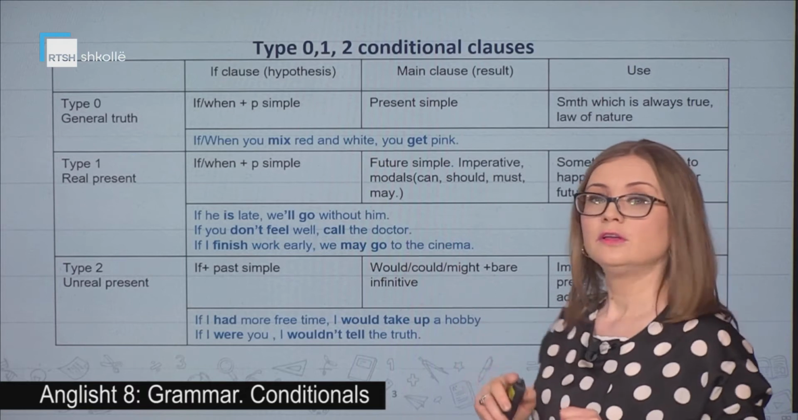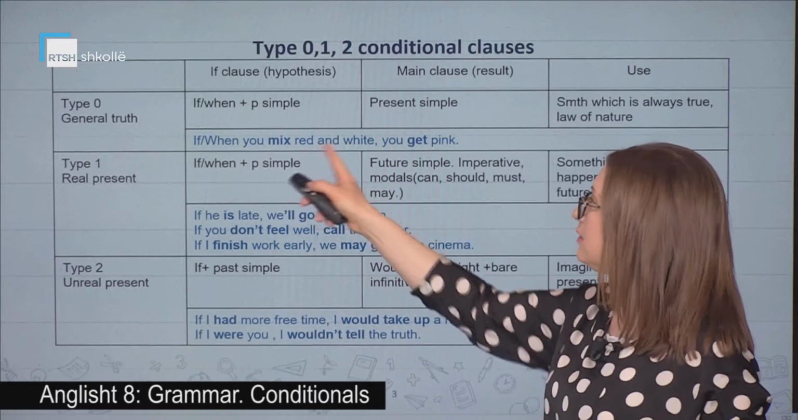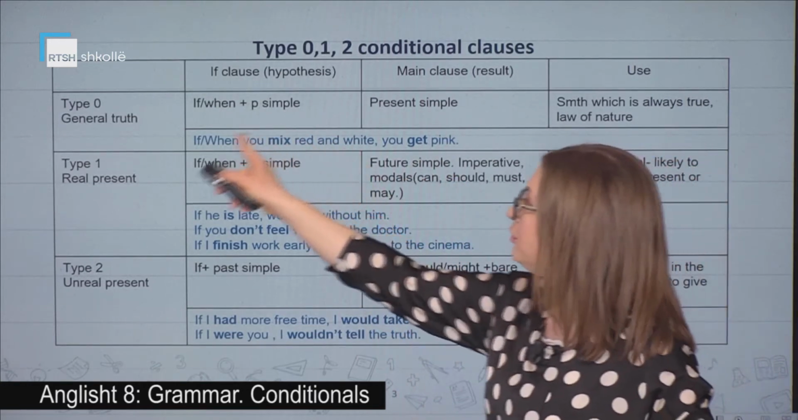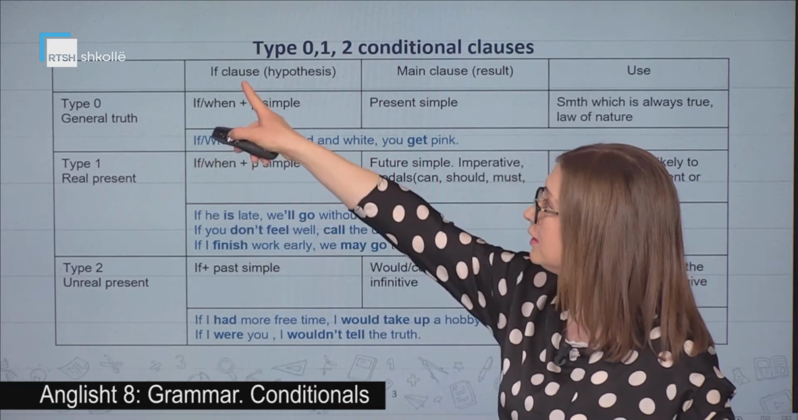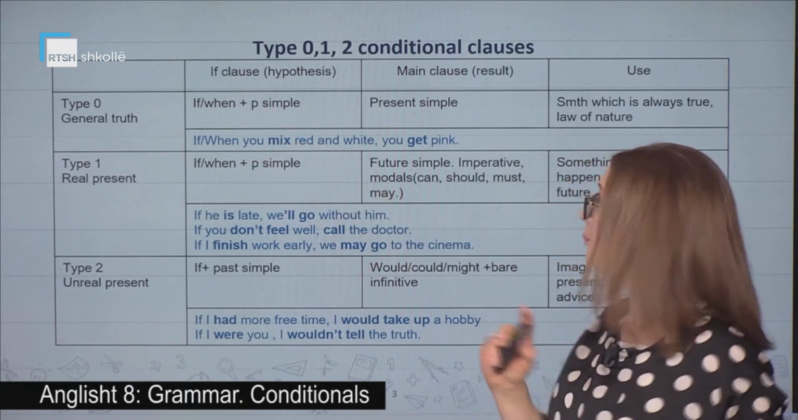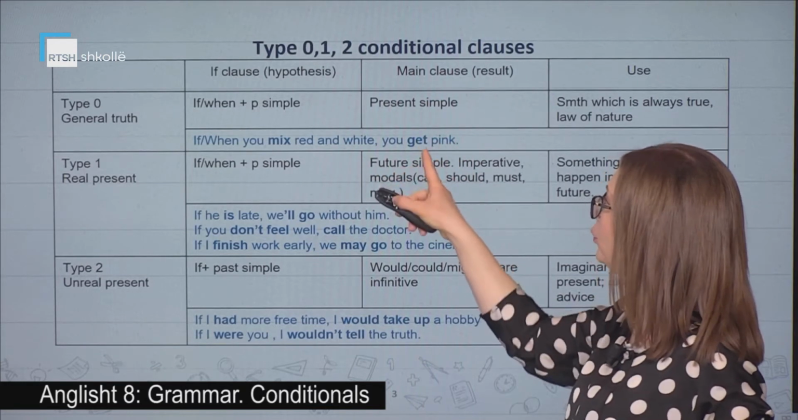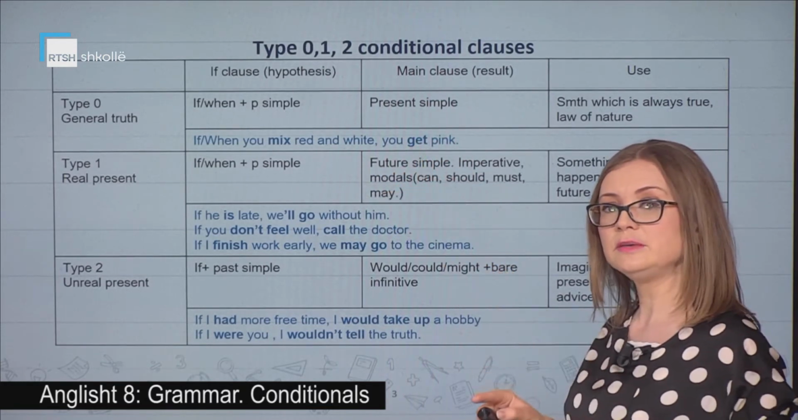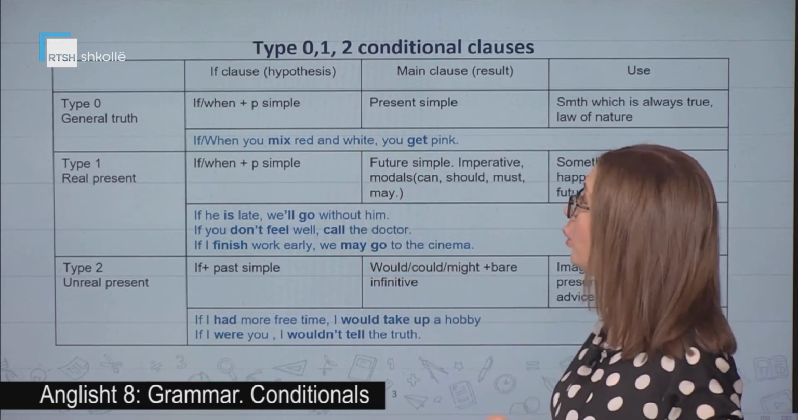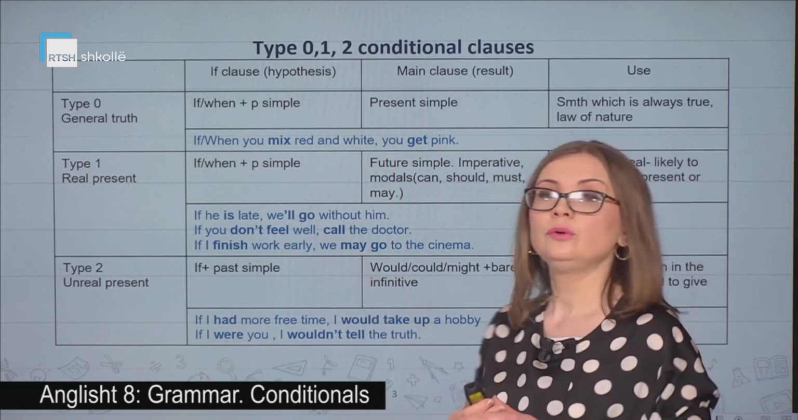Let's read the sentence given here. If or when you mix red and white, you get pink. So this is the first part of the sentence, the if clause, and we have mix, present simple, and we have the main clause here, you get pink, and we have again the present simple. So what is that? It's a general truth, and that is why we call it type 0 conditional. Let's go on with the next one.